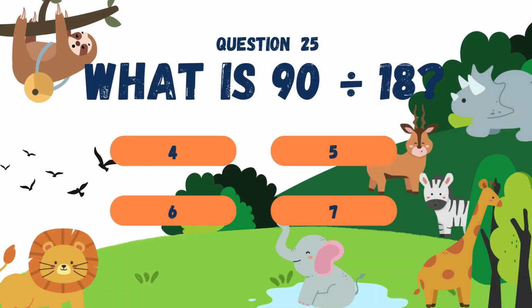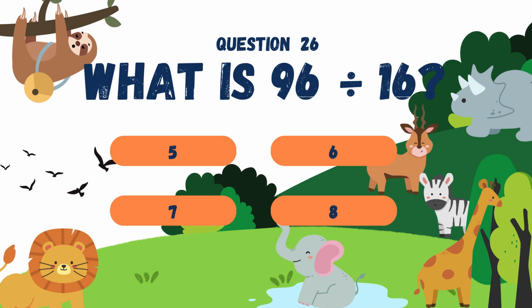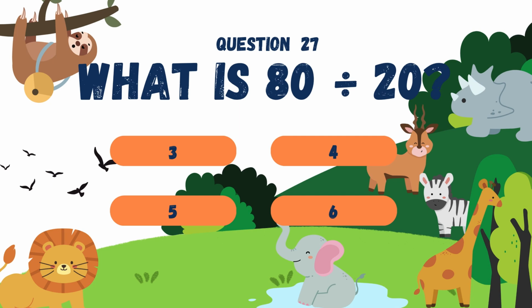Question 25. What is 30 divided by 6? Question 26. What is 90 divided by 10? Question 27. What is 24 divided by 4?